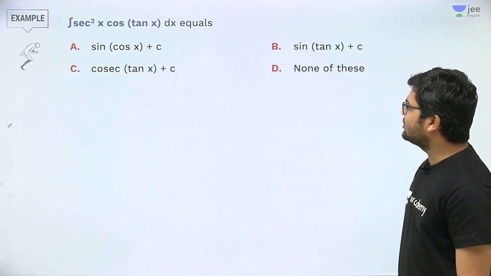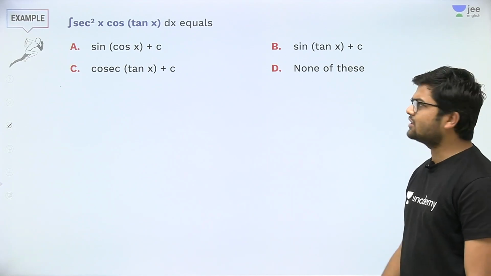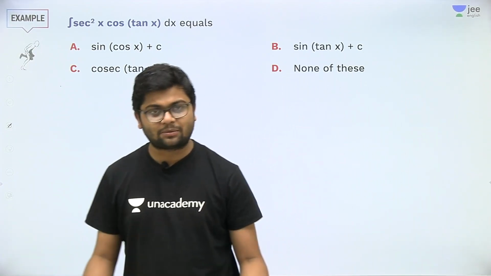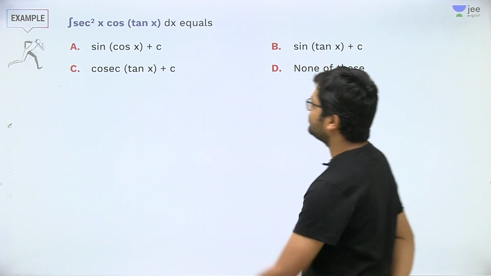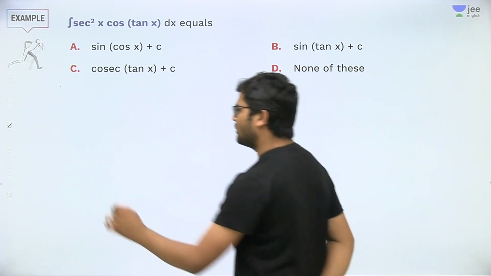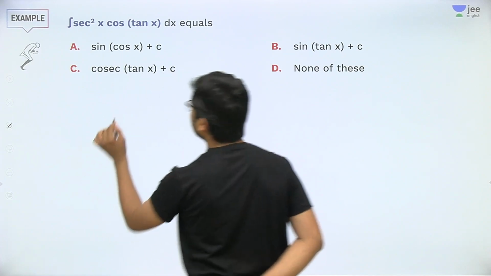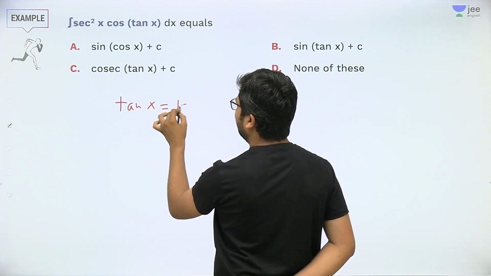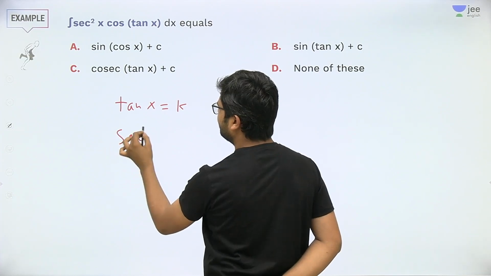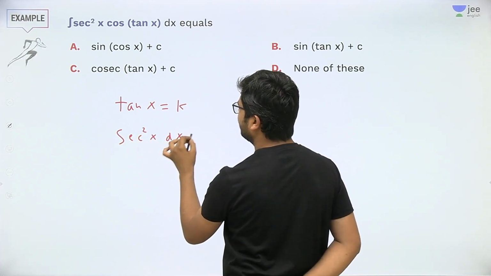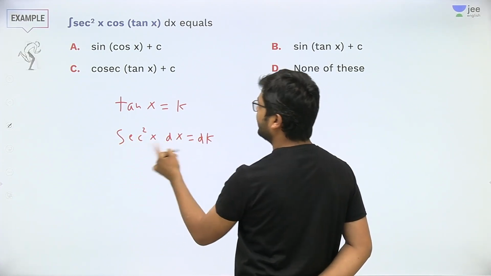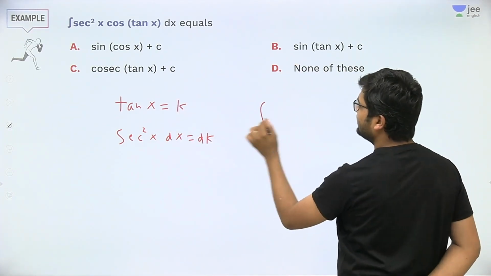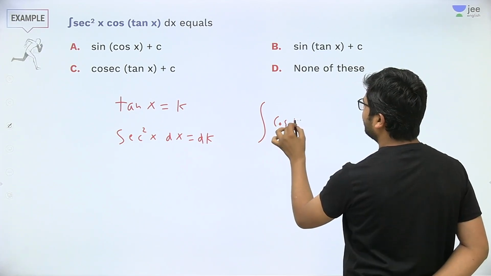So let's start with the next question. Integral of sec²x cos(tan x) dx. This is again a very standard question of substitution. Just apply the substitution tan x equal to k or p or t, as you wish. I am using the variable k. If you use tan x equal to k and differentiate it, sec²x dx will become dk. Now apply the substitution, it will become cos k dk.